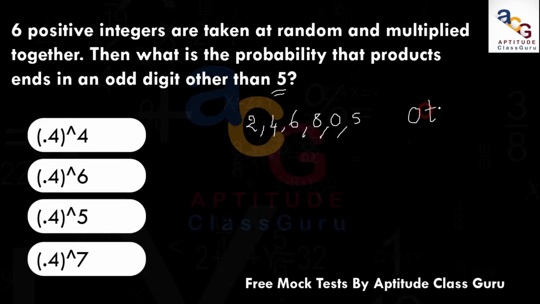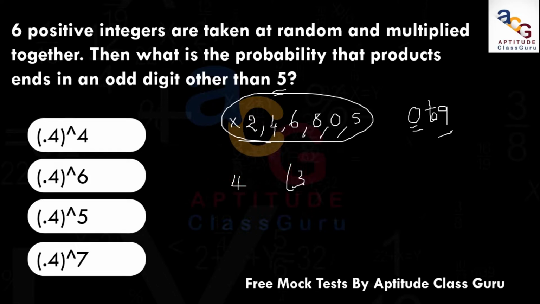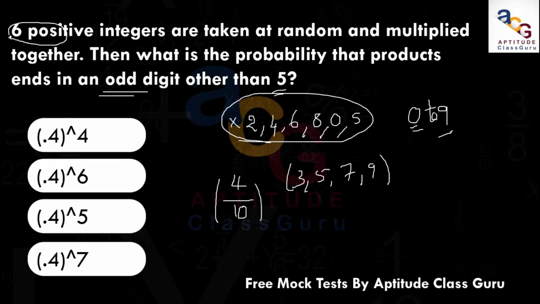So out of 10 integers, 0 to 9, we have eliminated 6 integers, such that I have only the chance to pick 4 integers among 3, 5, 7, 9. So these 4 numbers I have to pick and multiply. Out of 10 numbers, I have to choose 4. Then what is the probability? 4 by 10. And then we have to pick 6 positive integers, which is 4 by 10 into 4 by 10 into 4 by 10. I have to perform this probability 6 times, such that power 6 is the answer. 4 by 10 whole power 6 is the answer for our question.